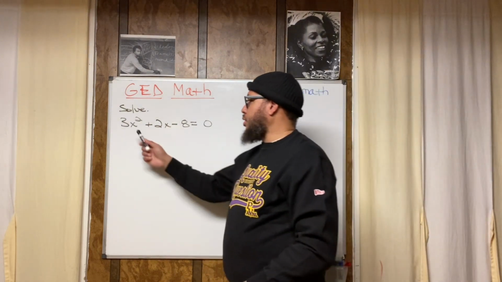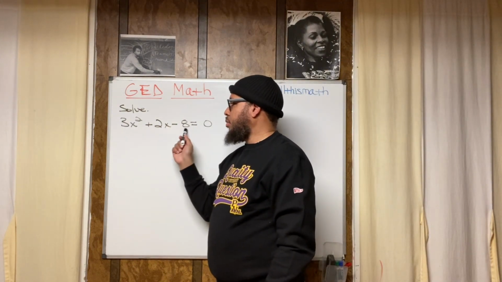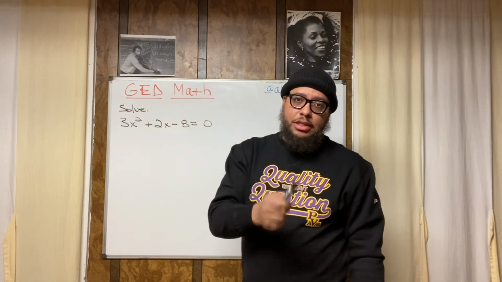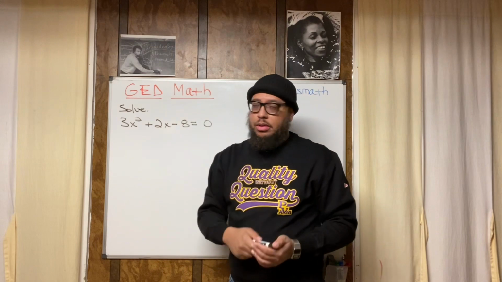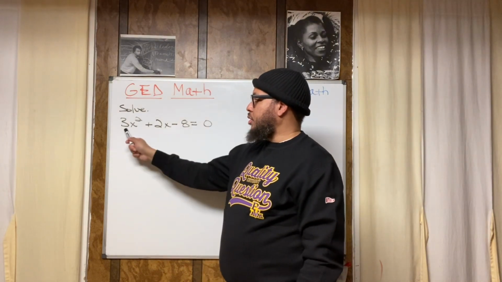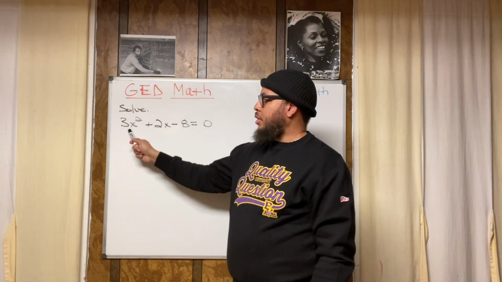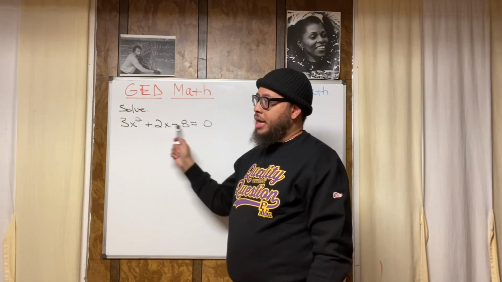All right, now since this is a quadratic trinomial, why is it called a trinomial? Same reason that a tricycle is called a tricycle. A tricycle got 3 wheels. A trinomial has 3 terms. 3x squared is 1, 2x is another, negative 8 is another. 3 terms, all right, trinomial.